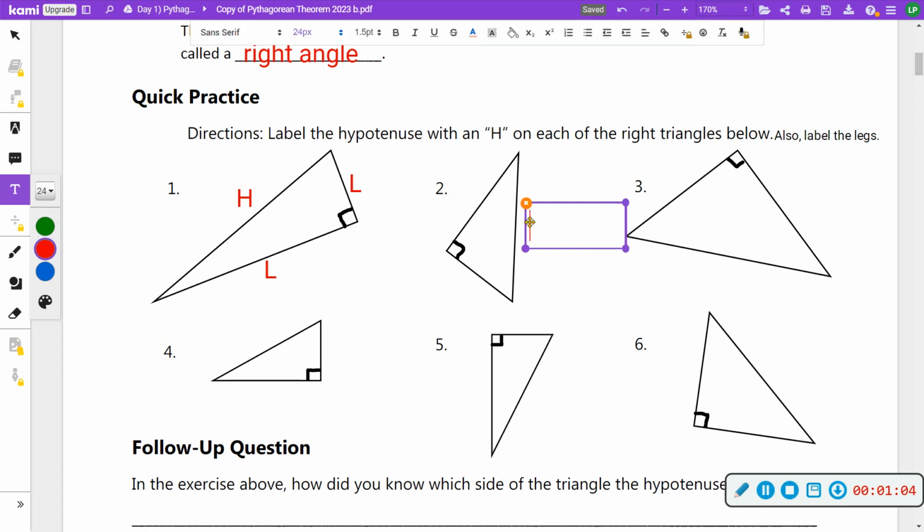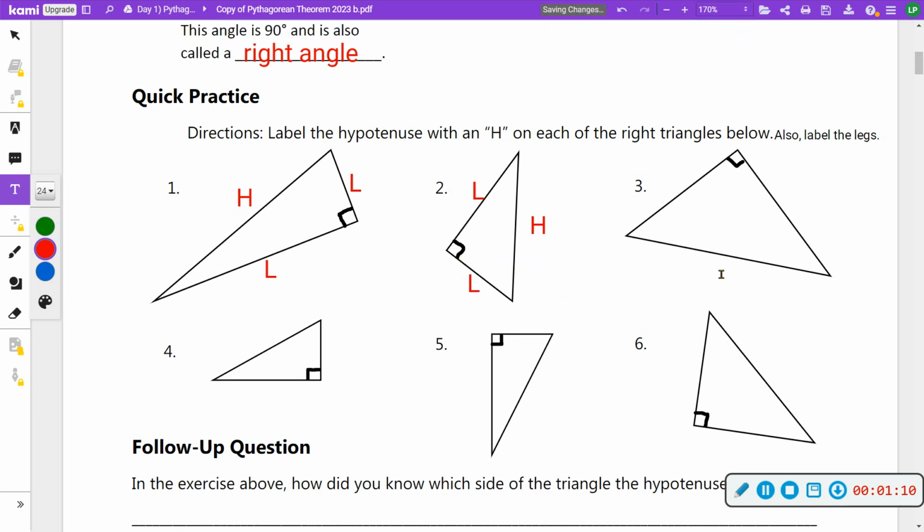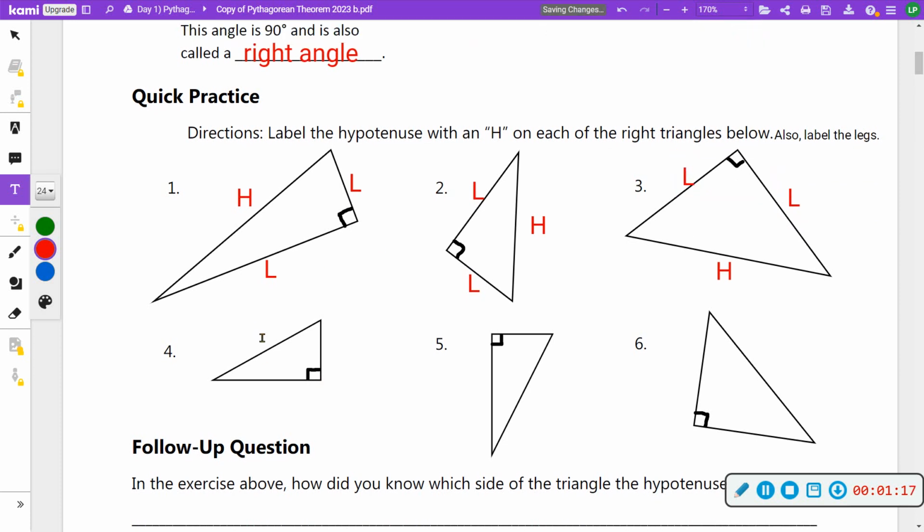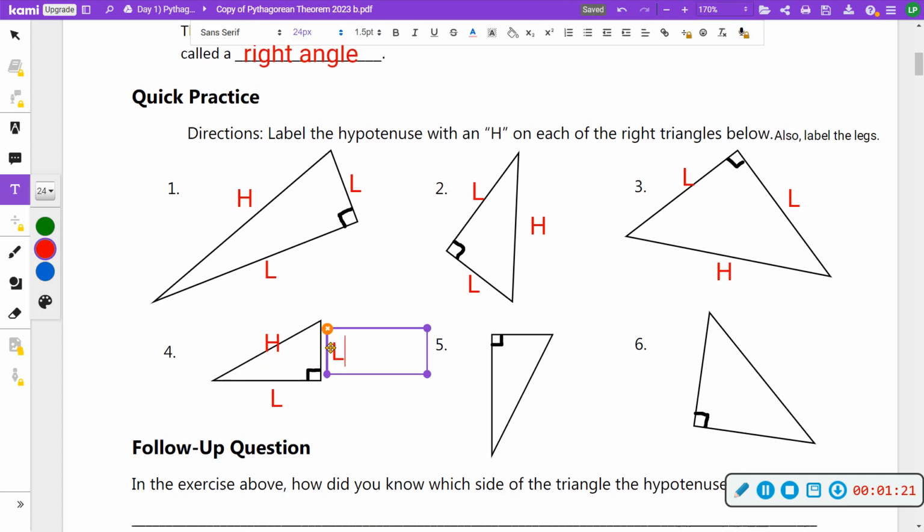Hypotenuse across from 90, the rest are legs. I think you get the hang of it.